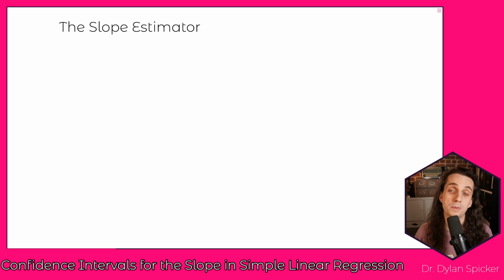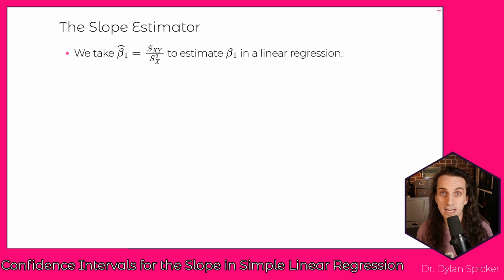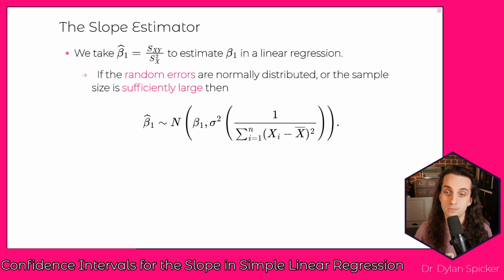So what is the slope estimator? How can we think about it? Well, we take beta hat 1 to be the ratio between the sample covariance Sxy and the sample variance of x, which is Sx squared. This is going to give us an estimate for beta 1 in a simple linear regression model.